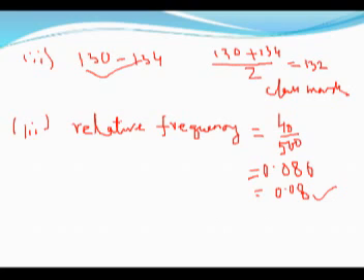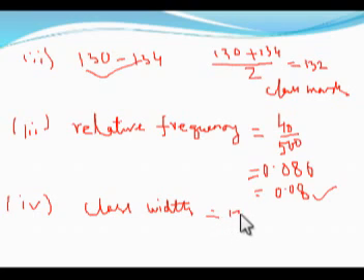And then we have to find out class width. The class width is very easy. Just the difference between the upper limit and lower limit. So class width is equal to 134 minus 130. This is equal to 4.